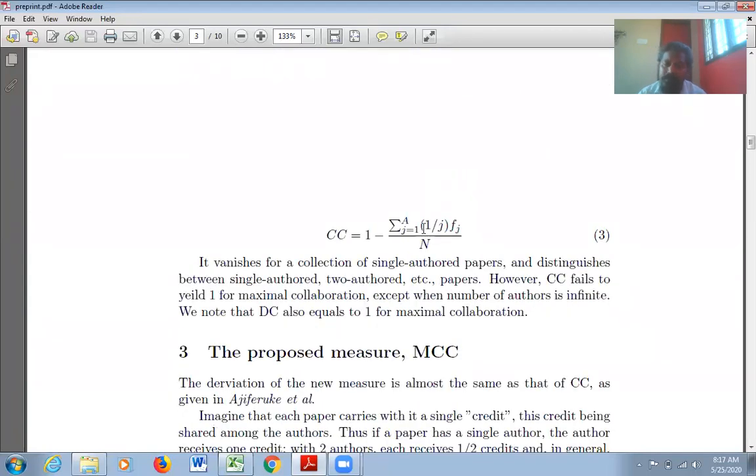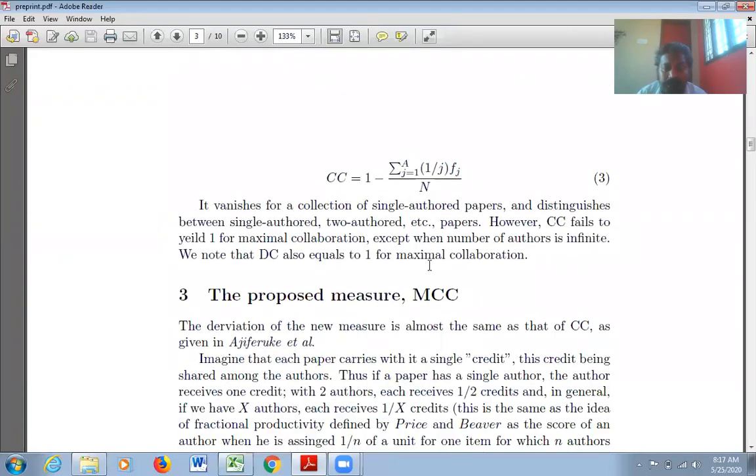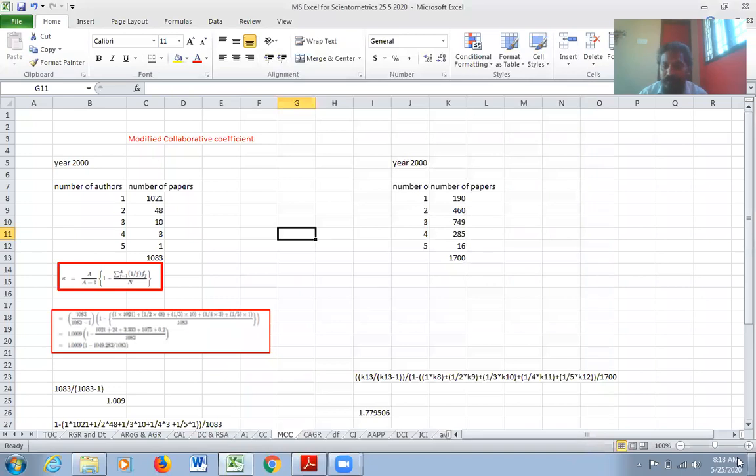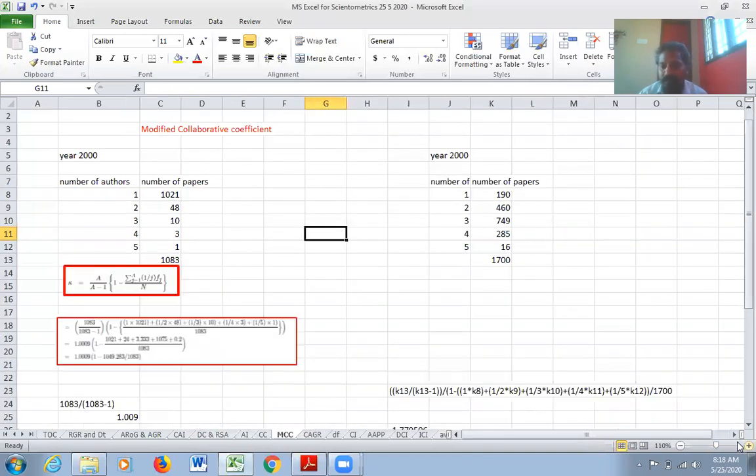But there is a problem in CC. What is the problem in CC? CC fails to yield 1 for maximal collaboration. That means if all the papers are joint papers, and not even a single paper is contributed by a single author, then the answer should be 1. Maximal collaboration should be 1, but CC doesn't give 1. So to rectify this small issue, they came out with another idea called the modified collaborative coefficient.